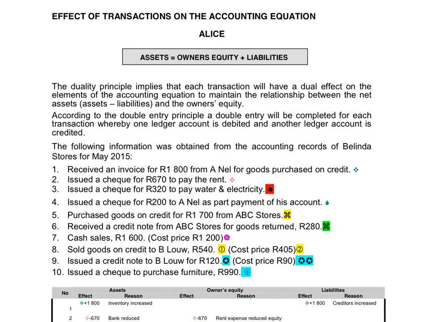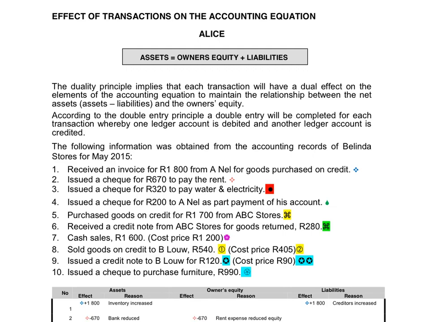Good morning. We will pay attention to the effect of transactions on the accounting equation today. Assets equals owner's equity plus liabilities, because all the assets in the business must be paid for. Where do we get the money? Either the owner provides it or we borrow the money. So therefore assets will always be equal to the total money that the business owes the owner, owner's equity, and liabilities.